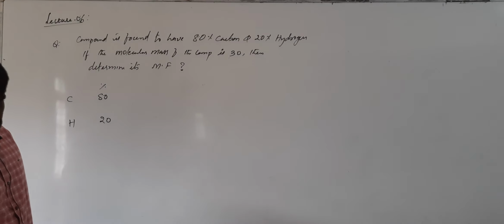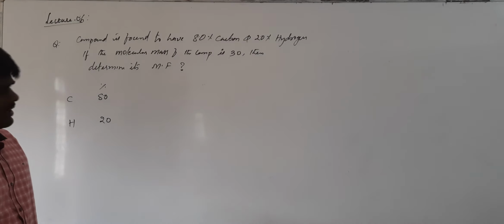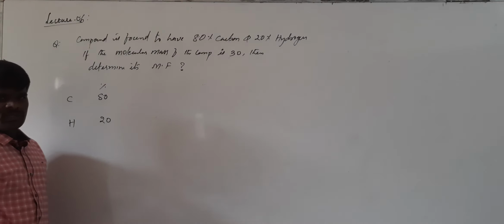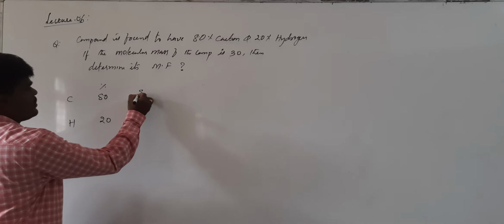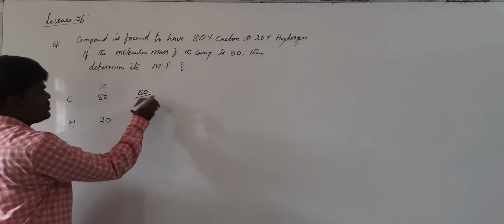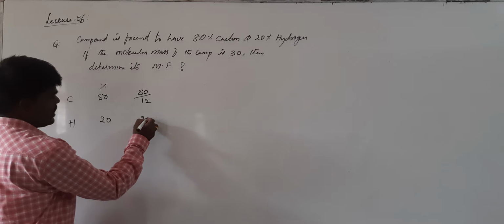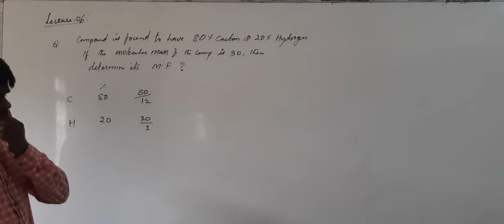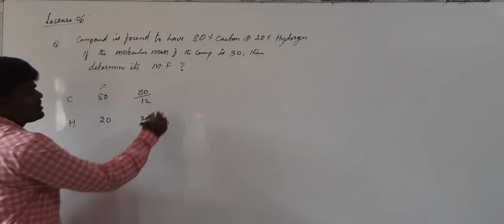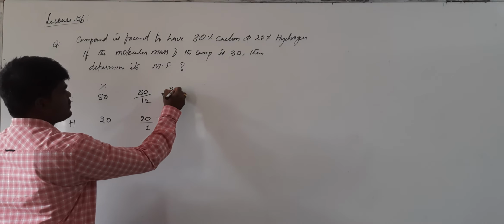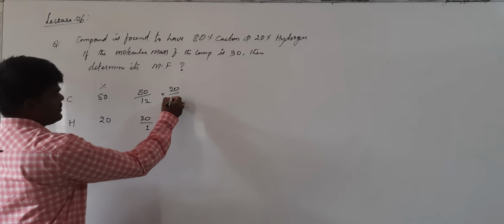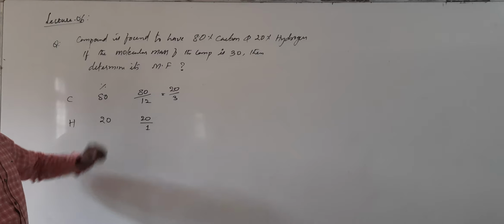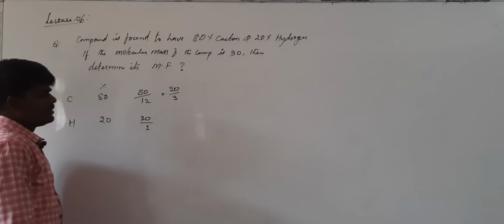And what is the next step? You have to determine the relative number of atoms of all the elements by dividing the given percentage by its atomic mass. So, what is the atomic mass of carbon? 12. And the atomic mass of hydrogen? Atomic mass of hydrogen is 1. So, how much does it come to? It comes to 20 by 3, right? And how much does hydrogen come to? It comes to 20.